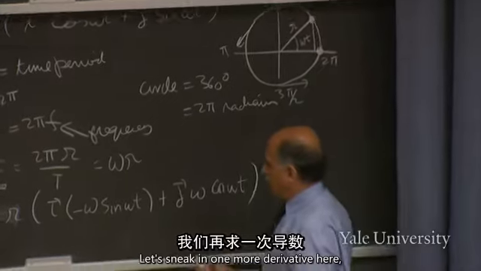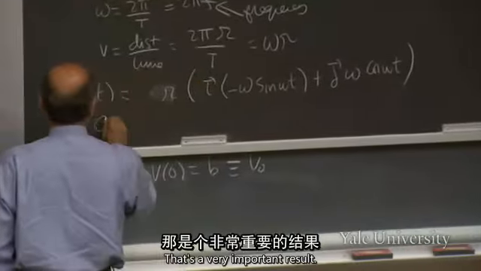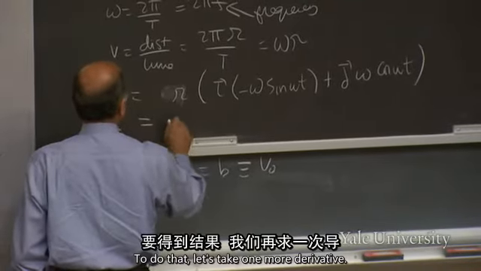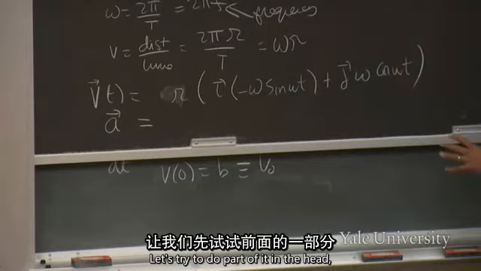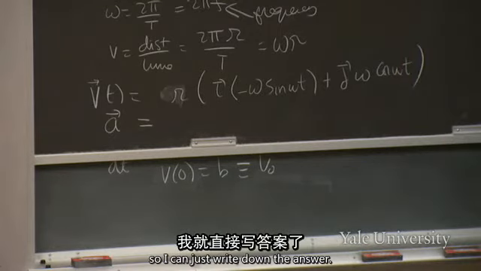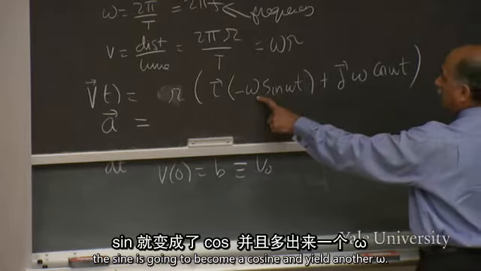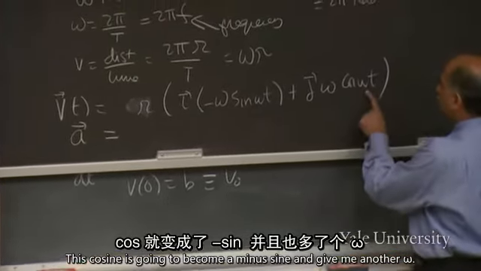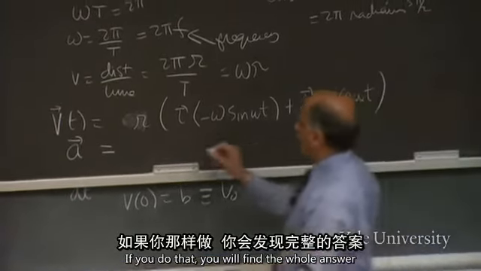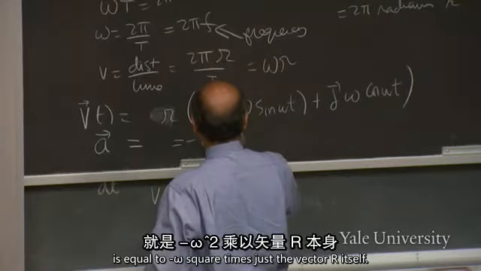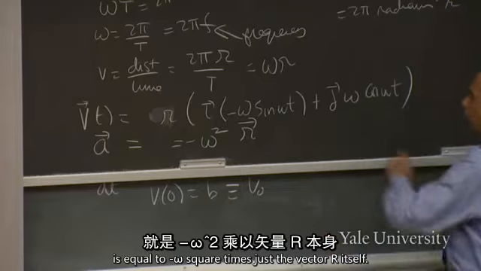So let's sneak in one more derivative here, which is to take the derivative of the derivative, and that's a very important result. Let's try to do part of it in the head so I can just write down the answer. If you take one more derivative, the sine is going to become a cosine and yield another omega. This cosine is going to become a minus sine and give me another omega. If you do that, you will find the whole answer is equal to minus omega squared times just the vector r itself.